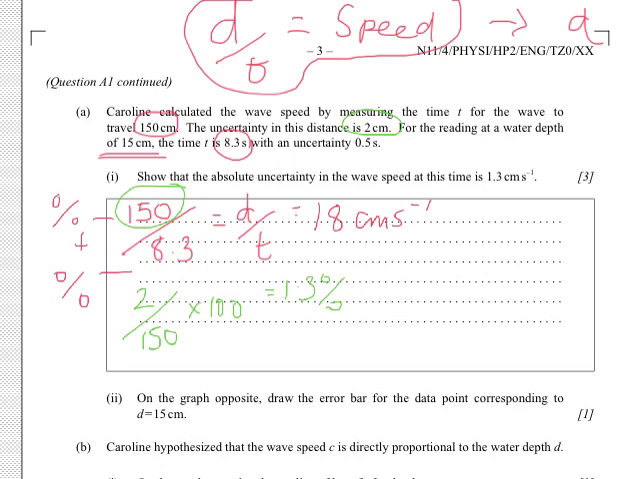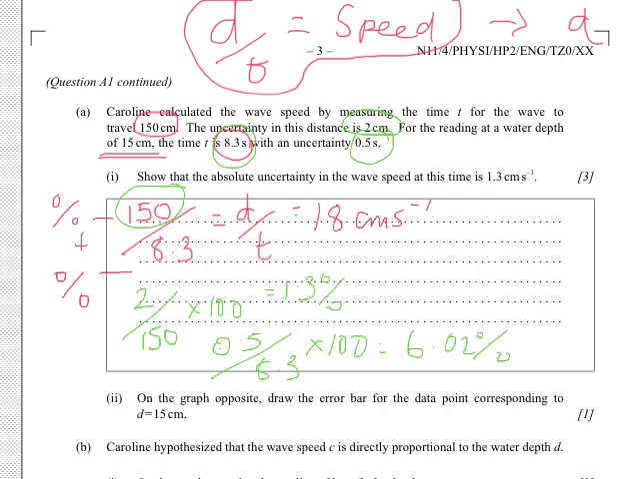Similarly, if we do the same for time, the time t is 8.3 and the uncertainty is 0.5. So the percentage uncertainty would be 0.5 divided by 8.3 times 100. And so our percentage uncertainty here would be about 6.02. I'll round up at the end.